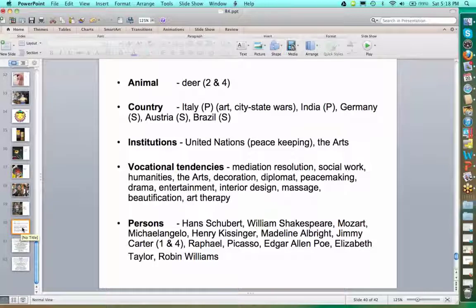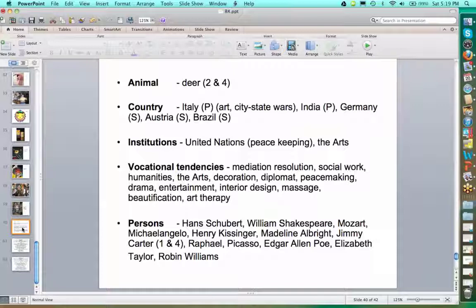So, a little bit more information. Just chose an animal like the deer, but more important is to look at the countries. Italy is its personality. That's what the P stands for, personality. The S stands for the soul. The personality of Italy, we have to see that in Italy you have tremendous drama. The opera is from Italy. The art that Italy has produced, the Vatican is full of the most beautiful art in the world, and it was produced in Italy.